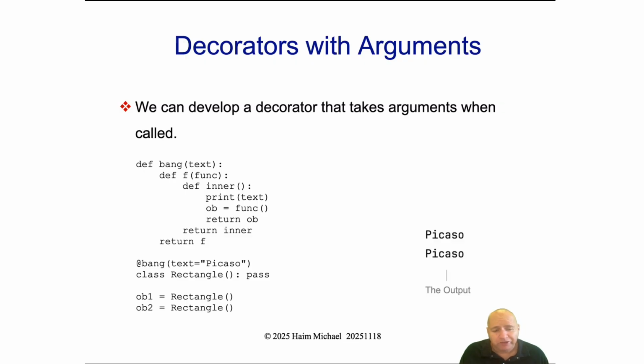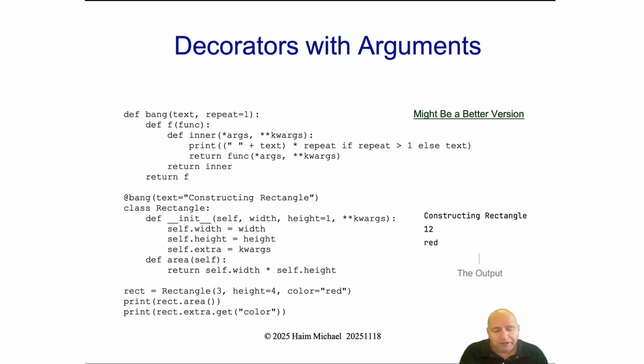Just as in the previous code sample, in this code sample, whenever we call the rectangle function, we actually call the inner function that prints the text Picasso, calls func, which is actually instantiating rectangle, and returns whatever that rectangle function returns, which is actually a reference to a new object that represents a rectangle. Now this is the same sample, basically, just a better version, using the args and kwargs pattern.